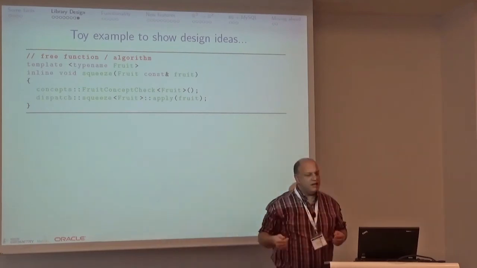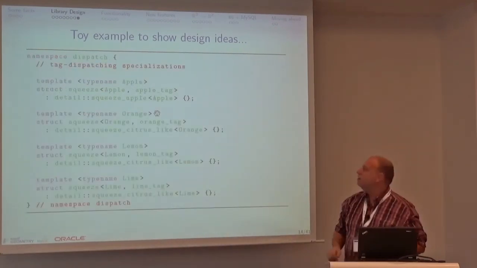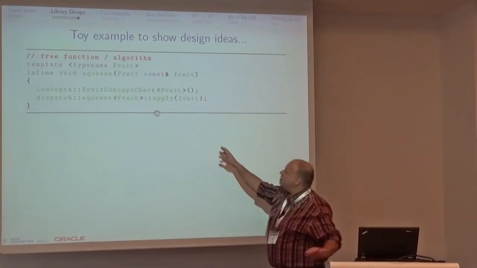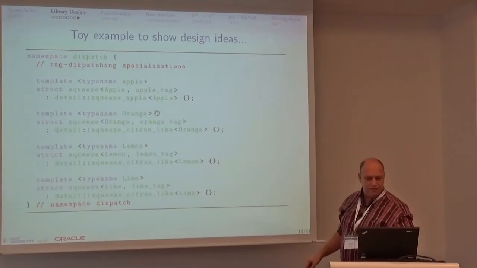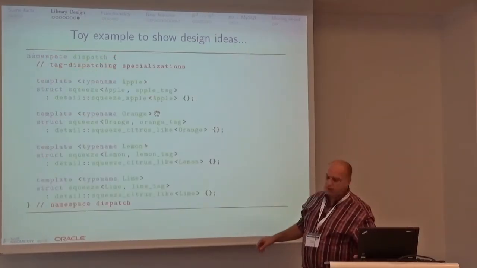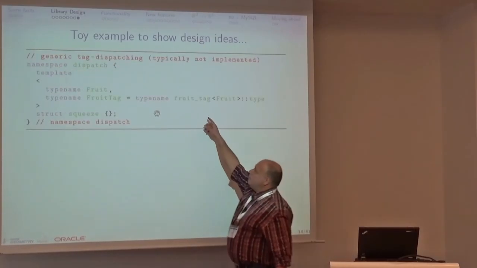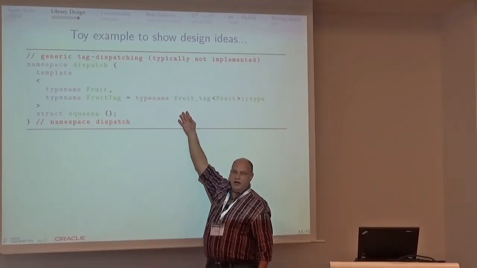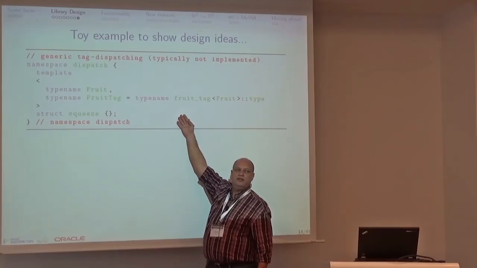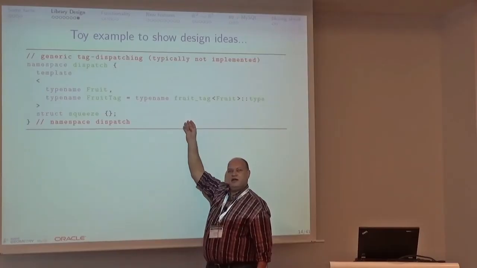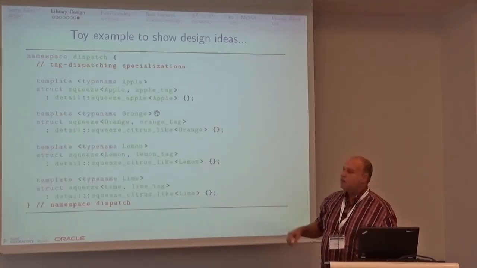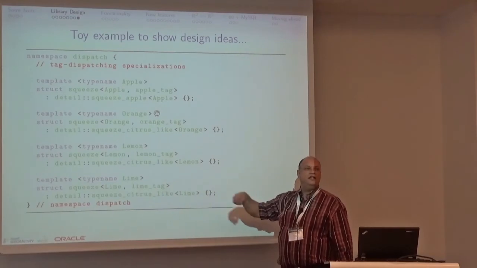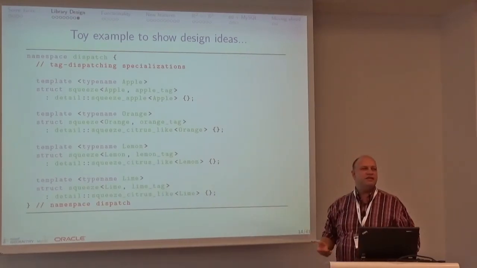And here's what is happening underneath. You know the type of the fruit here, and with respect to this type, the compiler is going to fill in the corresponding tag here. So from the type of the fruit, you're going to get back the tag, and based on the tag that the compiler is going to fill in for you, it's going to use the corresponding specialization here and actually call the corresponding algorithm. This is basic tag dispatching.